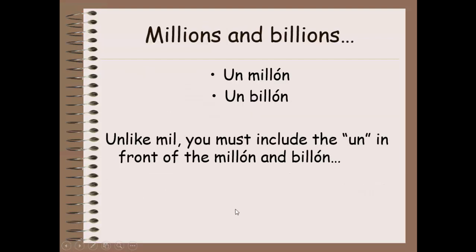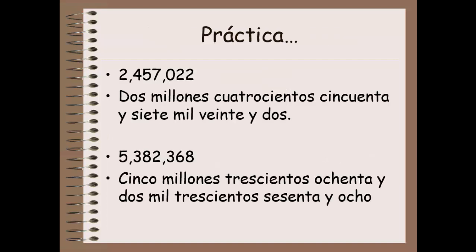Okay, with millions and billions, the word for million is un millón and billion is un billón. So unlike mil, you have to have the un in front for 1 million and 1 billion. Okay, and then I just wanted to show you how to use those in combination with the others.